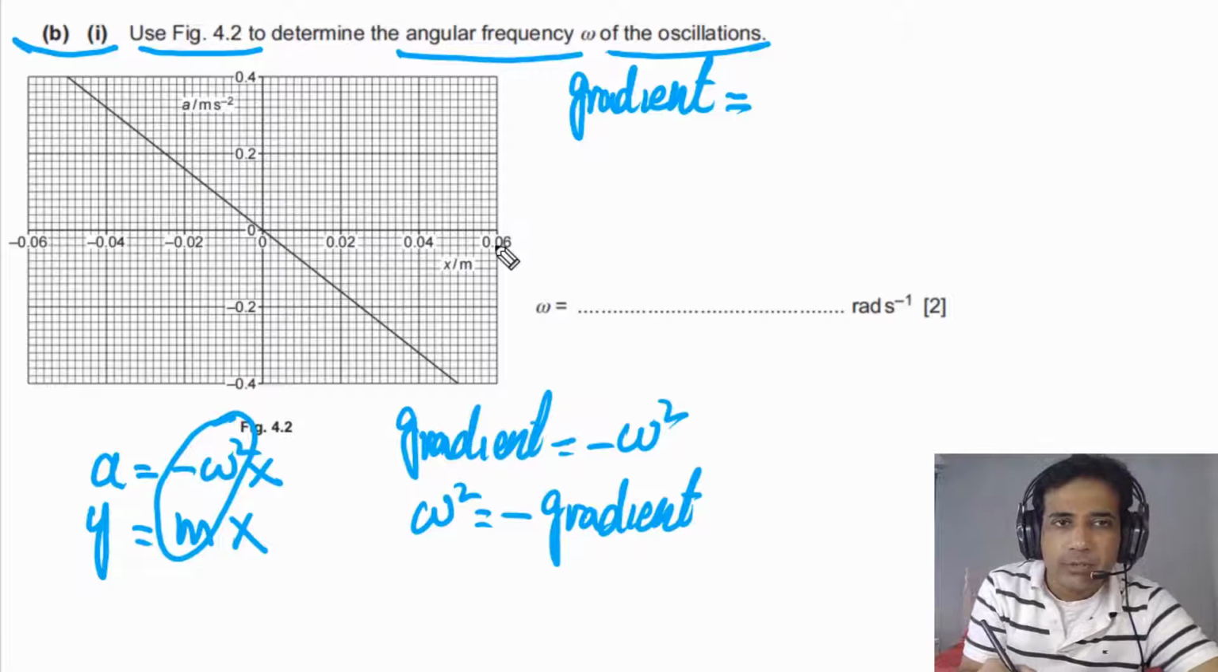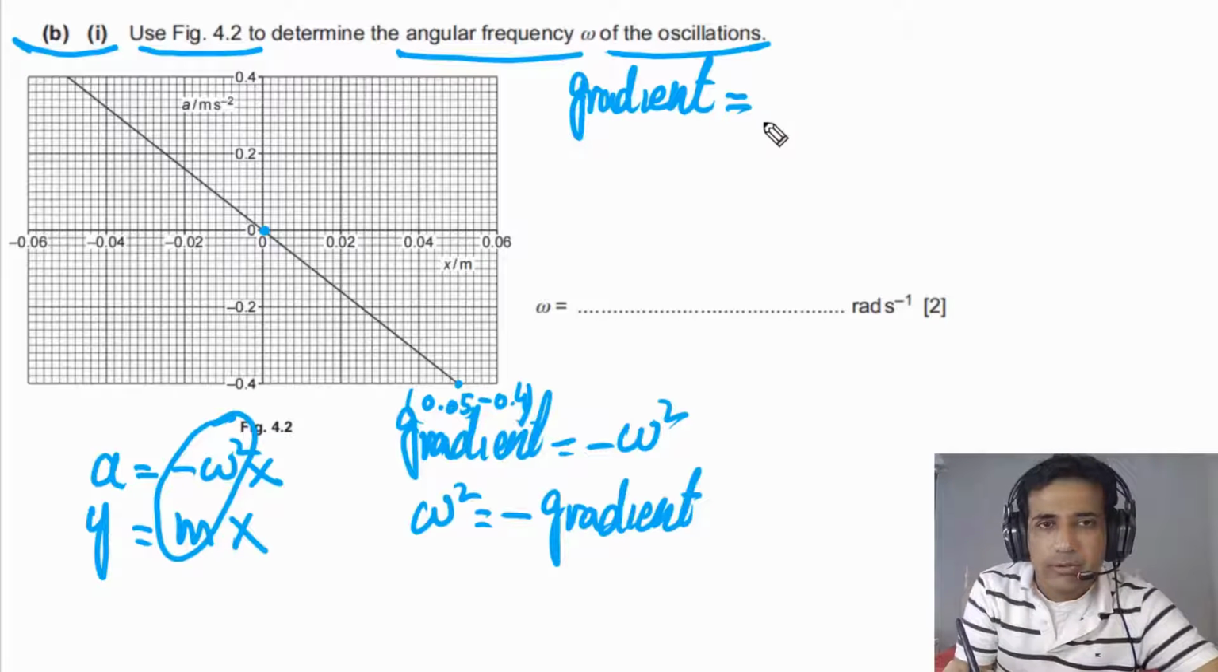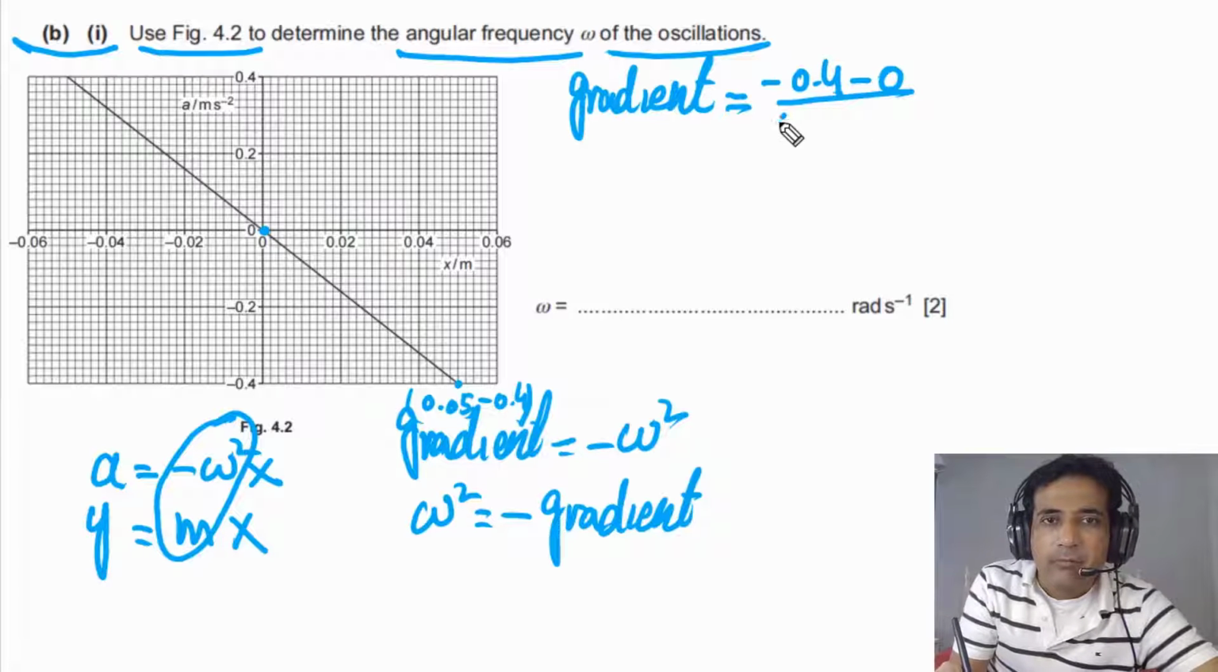In order to calculate gradient, you can take any 2 points on this straight line. I will take 1 point at origin, then the second point I will take here, and the coordinates of this point, we have 0.05 comma minus 0.4. So we can calculate gradient. So in this case, we need to write down this is minus 0.4. I mean, this is y2 minus y1. y1 is equal to 0 divided by, we have 0. This is value of x2 minus x1. So we can solve this one and we can find out value of gradient.